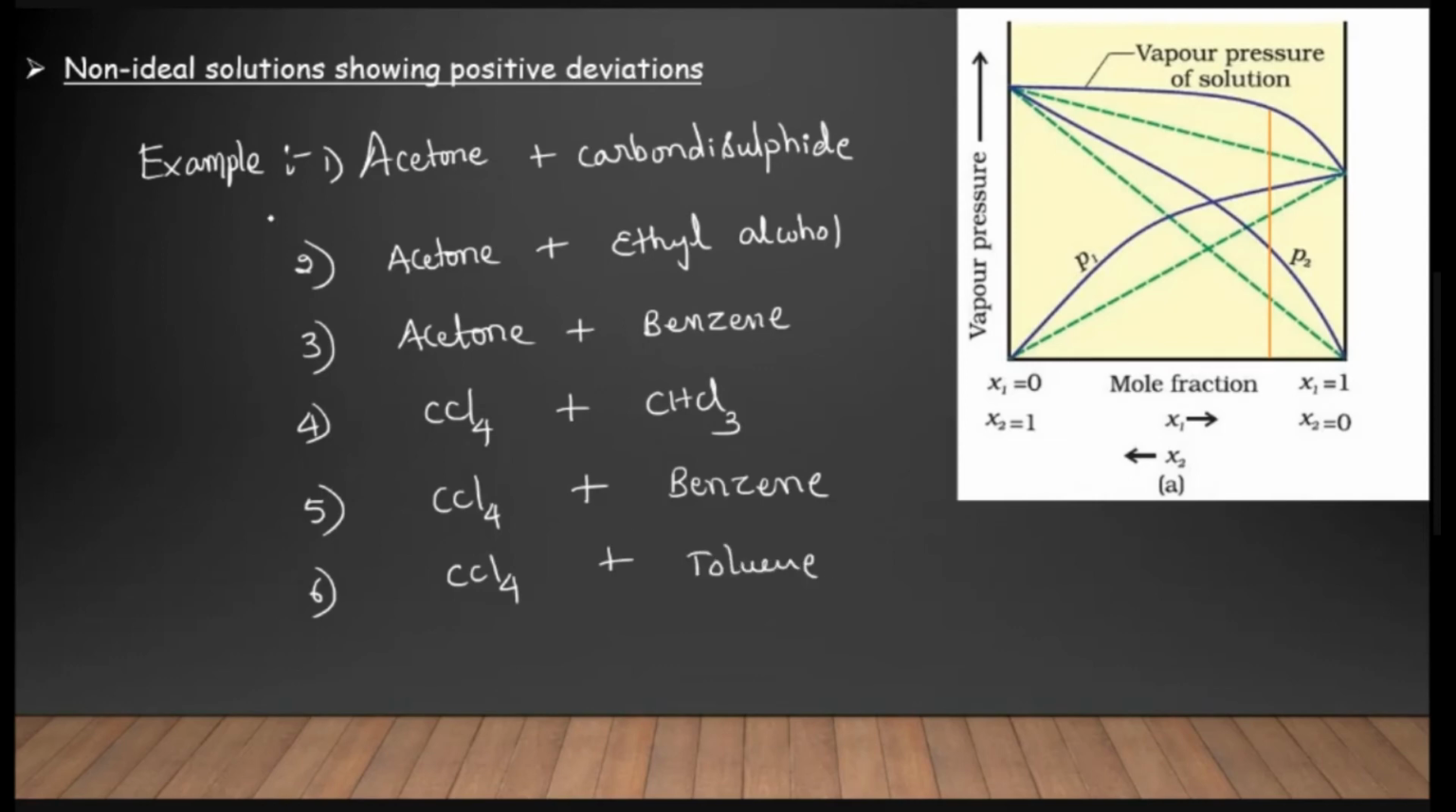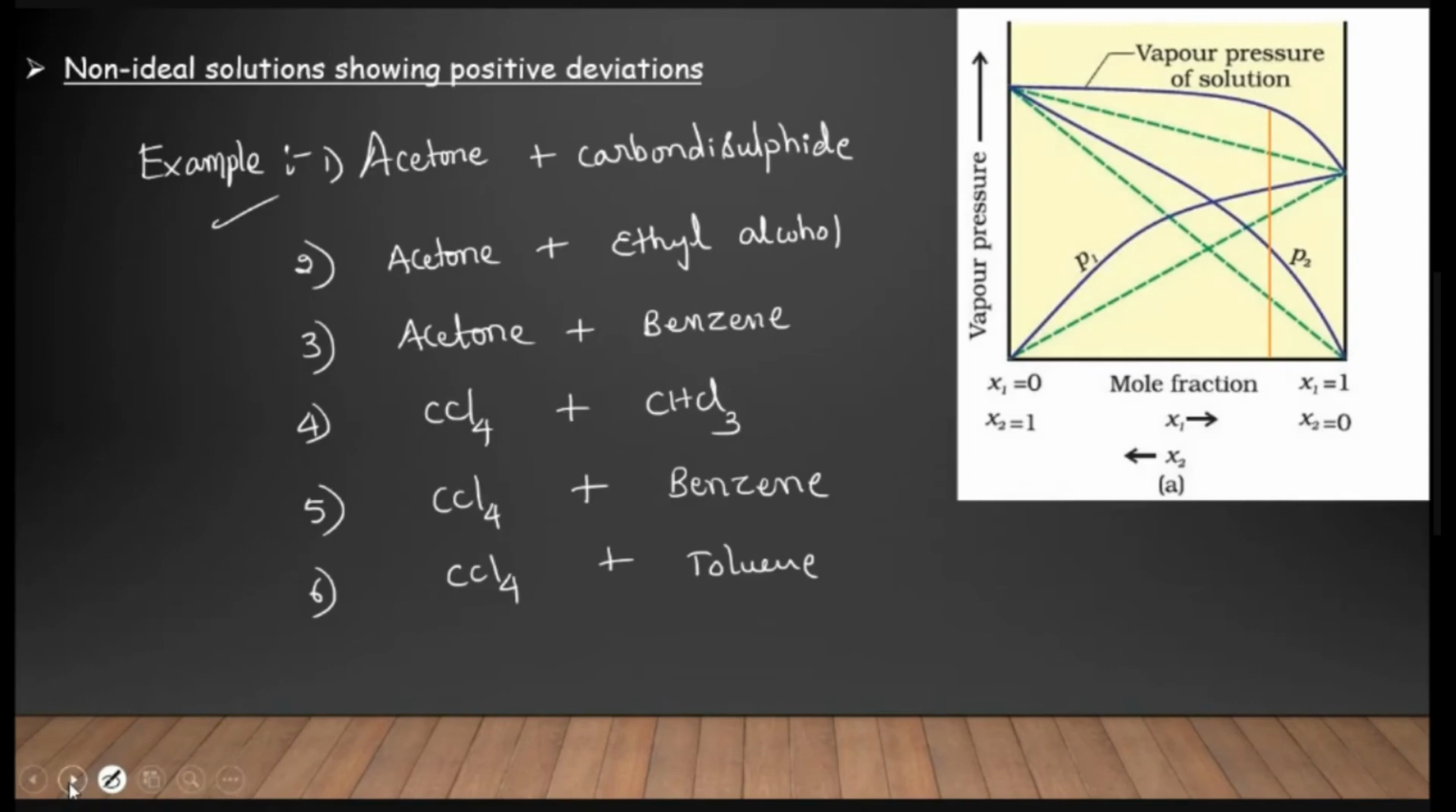So all these are examples for non-ideal solutions which are showing positive deviation from Raoult's law. Okay, and this is the graph which represents the positive deviation from Raoult's law, and these are the examples for positive deviation, right? I hope you understood.